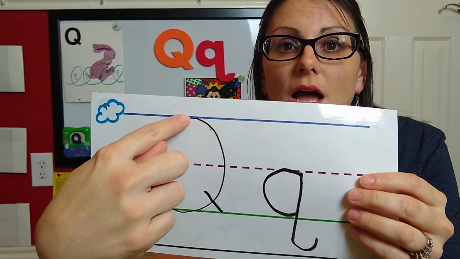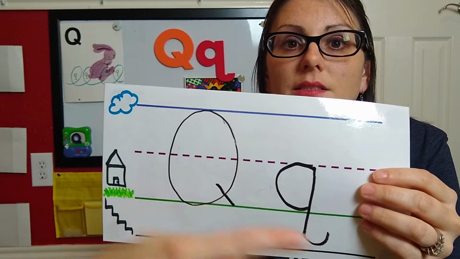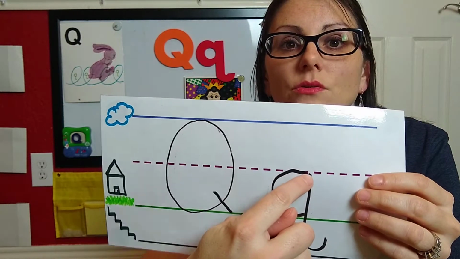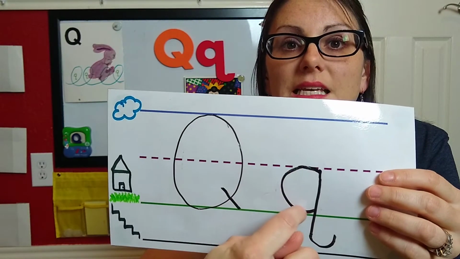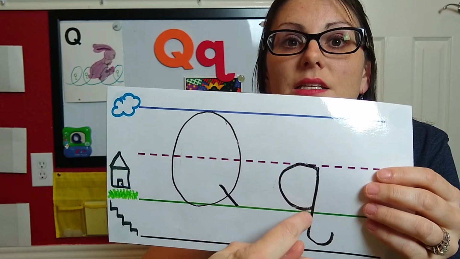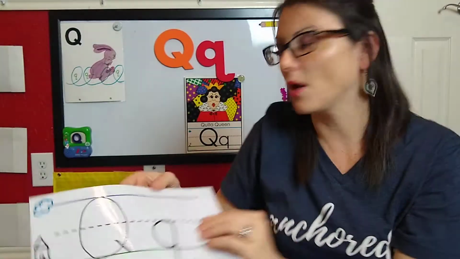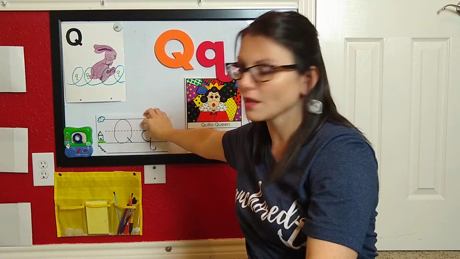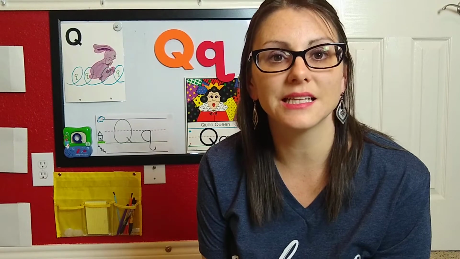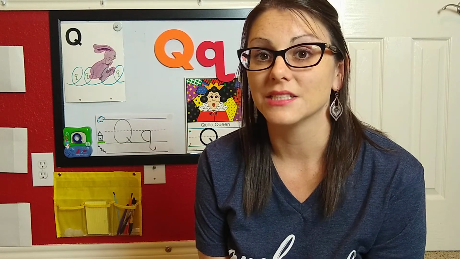All right, so we're going to start at the top and we make a circle, and then we make our little kickstand. And lowercase q, we make a C, and then we pick up and we go into the basement and we hook back. Capital Q and lowercase q. All right, be practicing the letter Q at home. See if you can find some things around your house that start with a Q. And practice writing your letter Q.